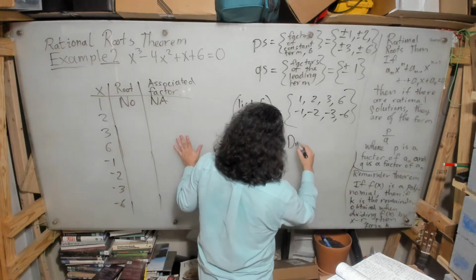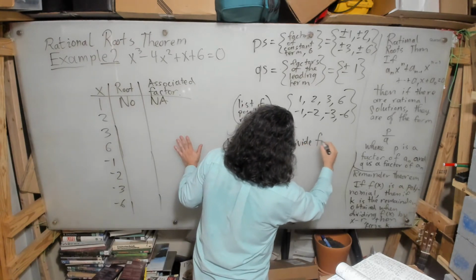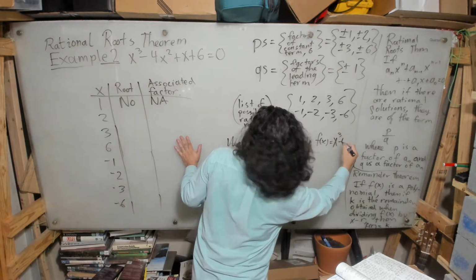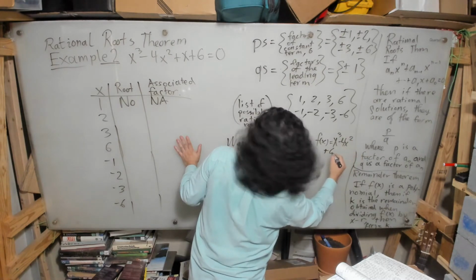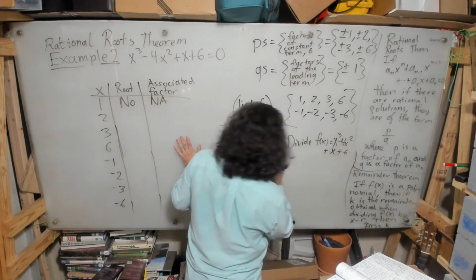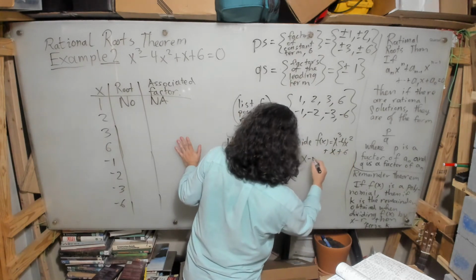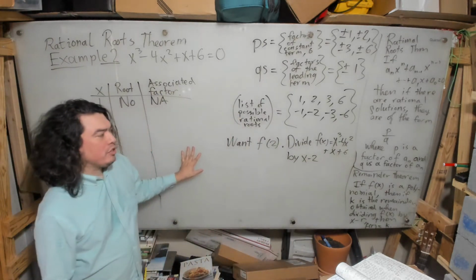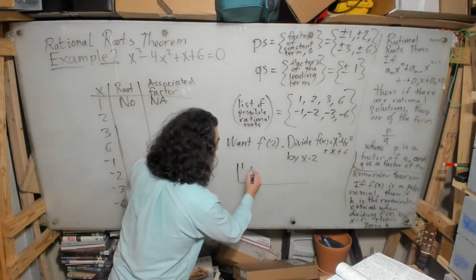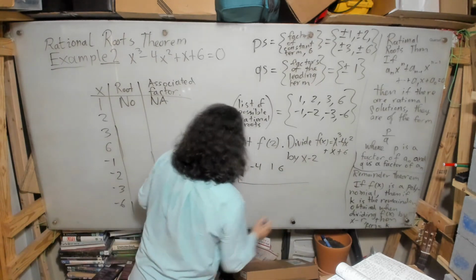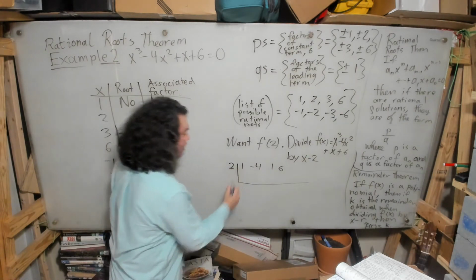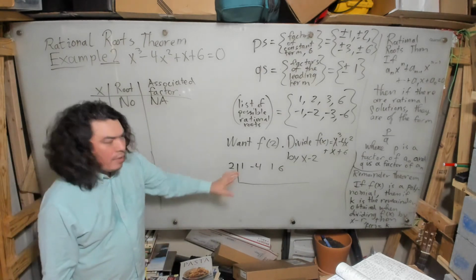To do that, we're going to divide f of x equals x cubed minus 4x squared plus x plus 6 by x minus 2. And so again, we're going to make our division house. It'll be 1, negative 4, 1, and 6. And if we want to divide by x minus 2, we're going to place a positive 2 here on the outside of the house. Now I begin the synthetic division.